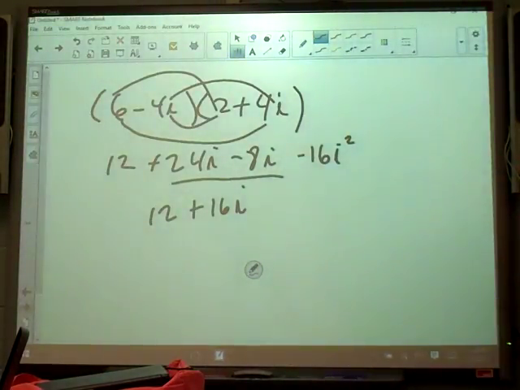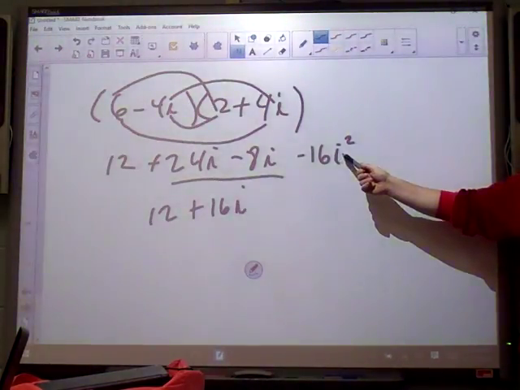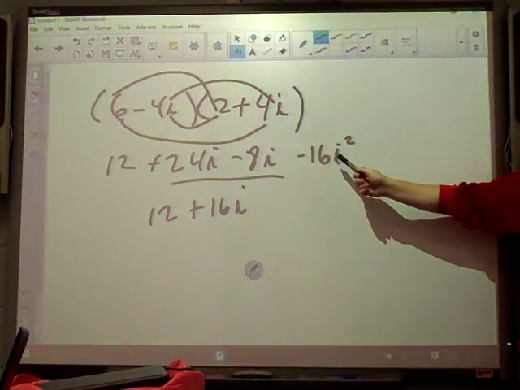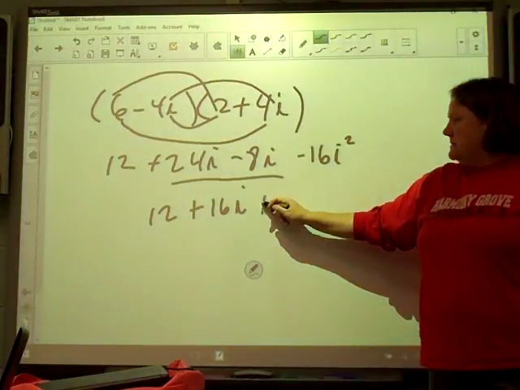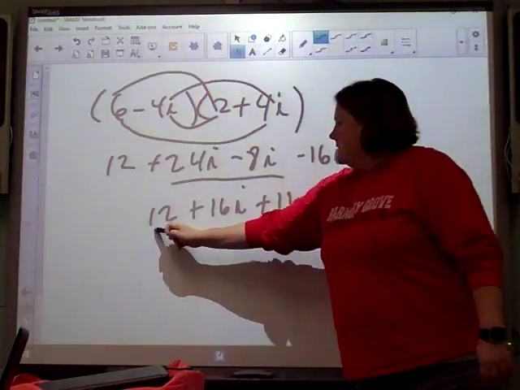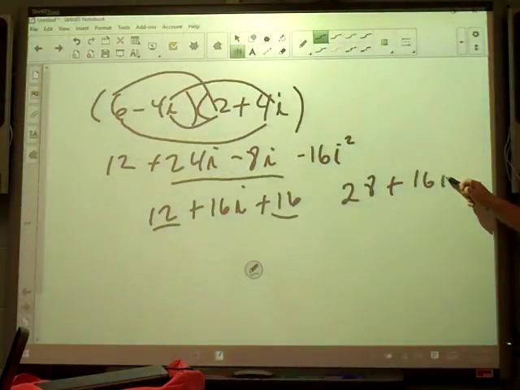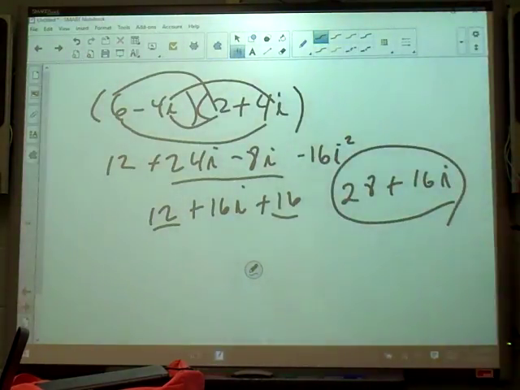Grace already got this for me. This i squared, remember, is -1. So -16 times -1 is a positive 16. Good. Combine those like terms. Be 28. You got it.